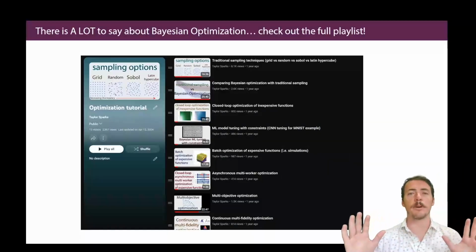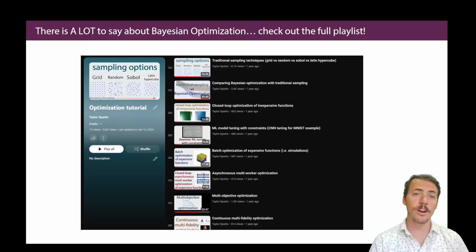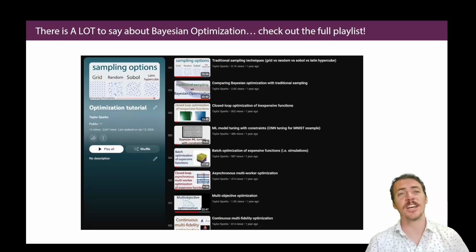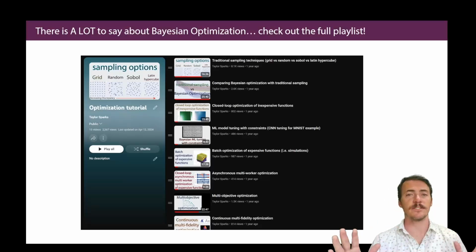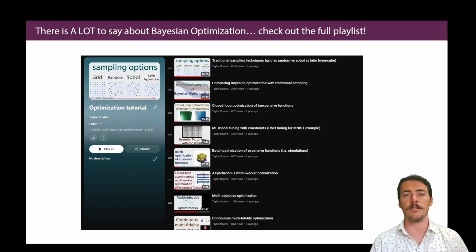Now, let me start by saying that there is a ton to say about Bayesian optimization, and today's brief video is just a brief introduction. If you want to learn more, we have this playlist. So check it out. We cover a ton of stuff, from comparing Bayesian with other approaches, how do you do this in closed loop, how do you do ML model tuning, on and on and on.